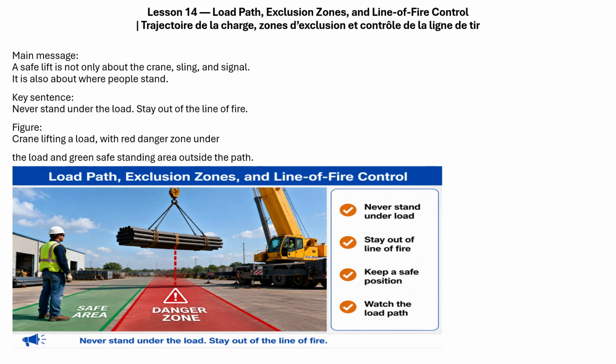Welcome to Lesson 14: Load Path, Exclusion Zones, and the Line of Fire Control. A safe lift is not only about the cranes, slings, and signals, it is also about where people stand. Key sentence: never stand under the load. Stay out of the line of fire. The load and the green safe standing area out of the path.